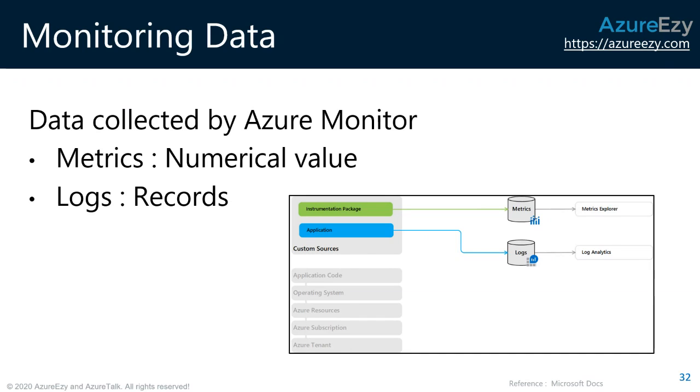A log can be an event log, an application log, or any information, any record. Any activity log, all those things are known as logs. Any other type of record is known as a log actually. So Azure Monitor collects both of these types of data. One is metrics, that is the numerical data values. The other is logs, which are your records.